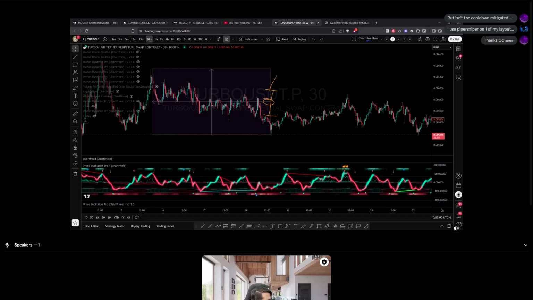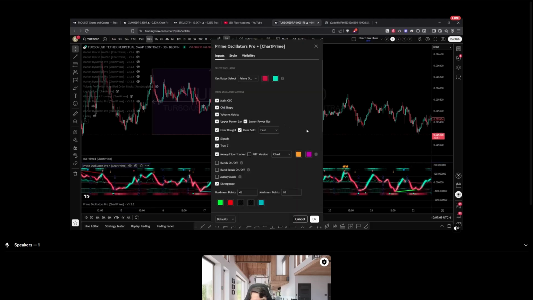Let's see. What settings do you have for your oscillator? I don't change my settings, but here they are, just as default. The only thing that I've changed, where is it? Oh, I like my bands off. But then it comes as default, and I have all shapes turned on. That's it. I haven't changed any settings on my oscillator. I never do.